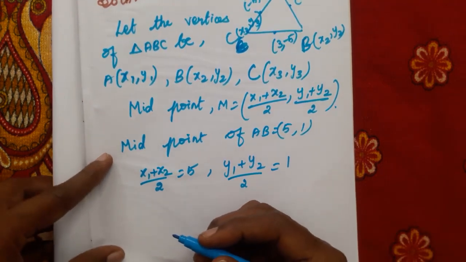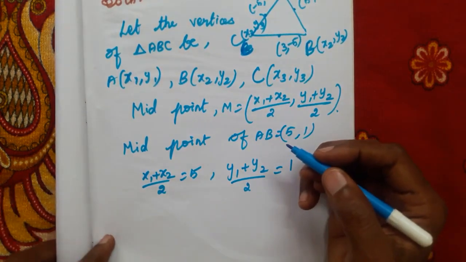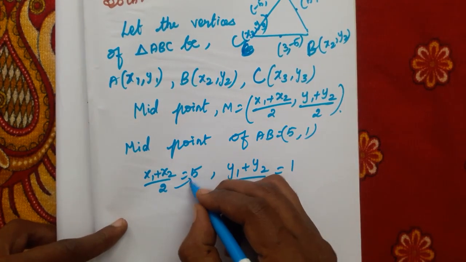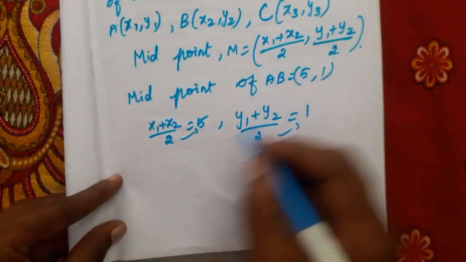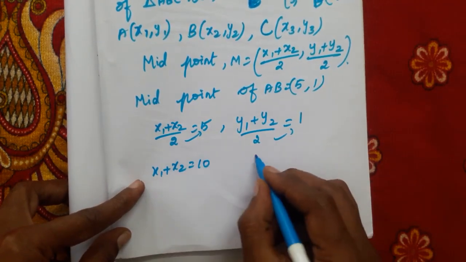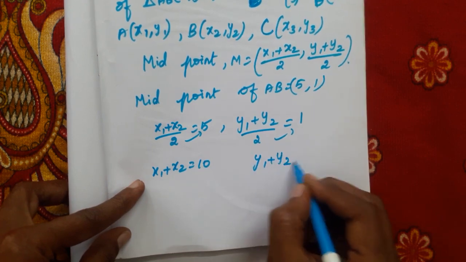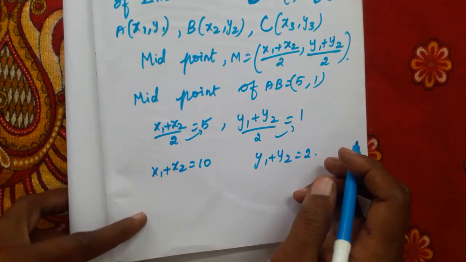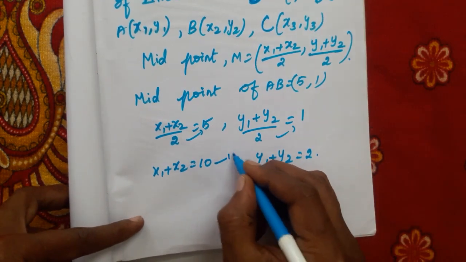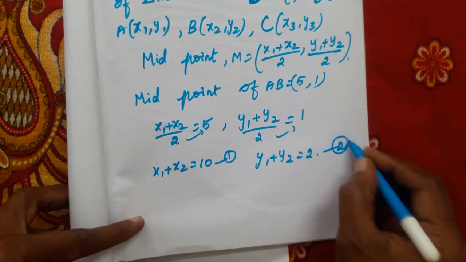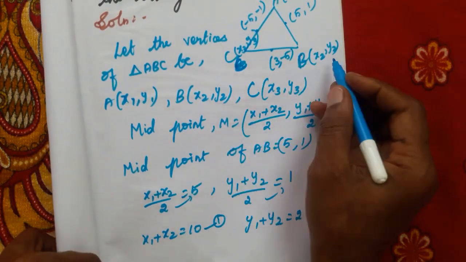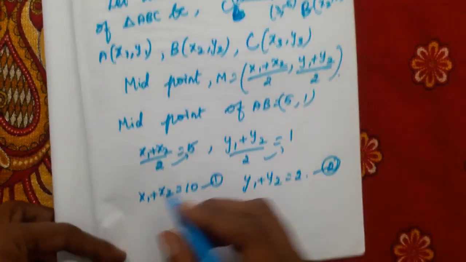So (x1 + x2)/2 is equal to 5 and (y1 + y2)/2 is equal to 1. If we cross multiply, what will we get? x1 + x2 is equal to 10, and y1 + y2 is equal to 2. Clear? Any doubt? This is equation 1, and this is equation 2.